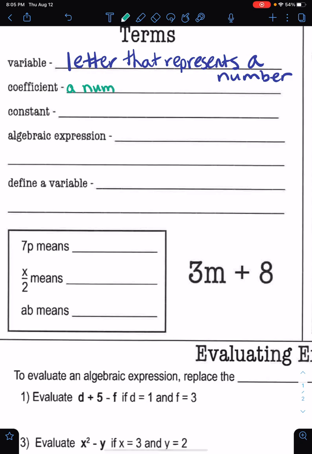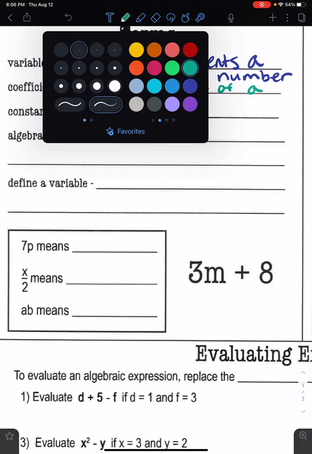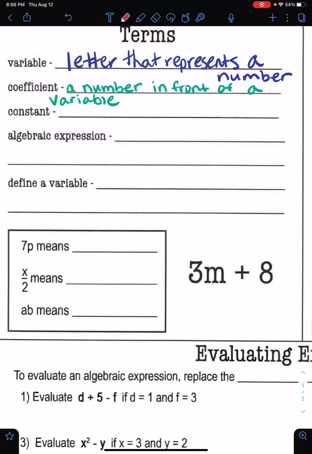It's like touching the variable. A constant is a number that's all by itself and does not have a variable. So it's a number with no variable.